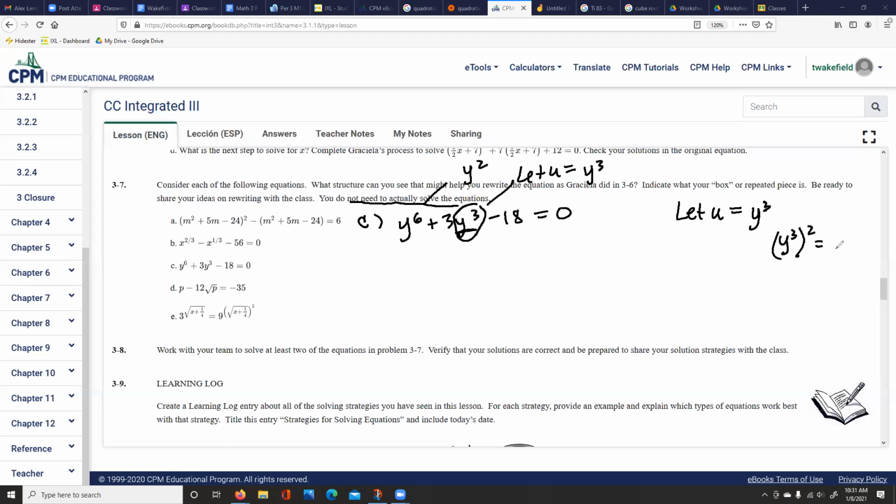Y to the 6th. Very good. Y to the 6th, right? And so if I let U equal y to the 3rd, then I'm going to get U squared plus 3U. So this is just going to become a U, and this is going to be U squared. U squared plus 3U, I'm sorry, I wrote a y there, minus 18 equals 0. Let me erase that. That should be a U. U squared plus 3U minus 18 equals 0.